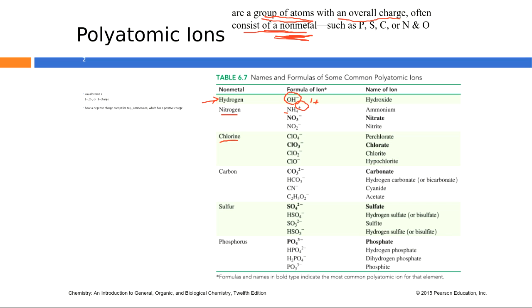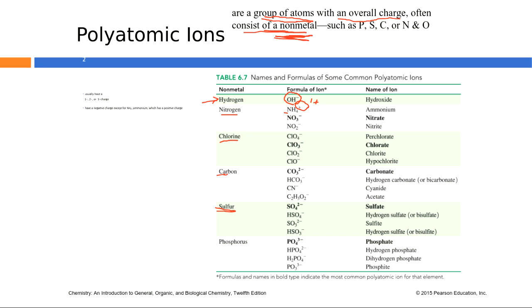Let's go to carbon. All of them are nonmetals. Carbon with 3 atoms of oxygen with an overall charge 2 minus is carbonate. HCO3 minus is hydrogen carbonate, or sometimes we give the name bicarbonate. They are the same compound. CN minus, cyanide. C2H3O2 minus, acetate.